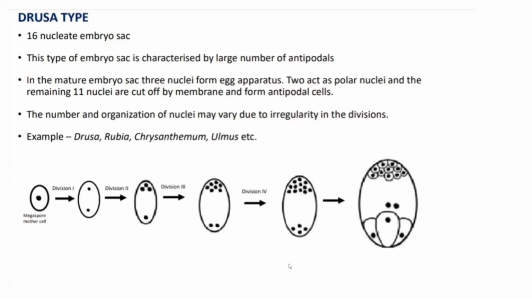In this, 1 nucleus from each end shifts to the center and a diploid secondary nucleus is formed. The 3 nuclei at the micropylar end become cellular and form the egg apparatus. The remaining 11 nuclei become cellular and form the antipodals at the chalazal end. Examples of the Drusa type are Drusa, Rubia, Chrysanthemum, and Ulmus.